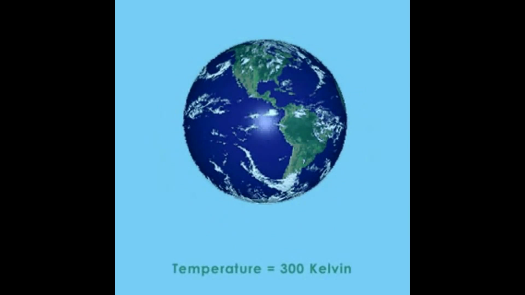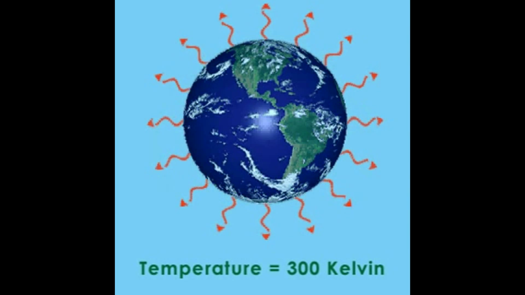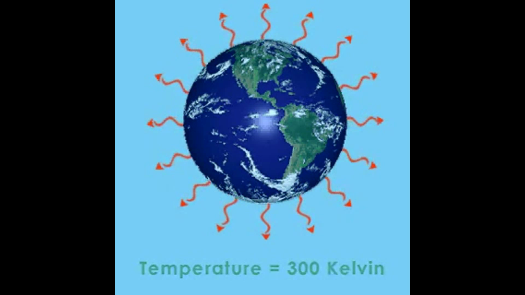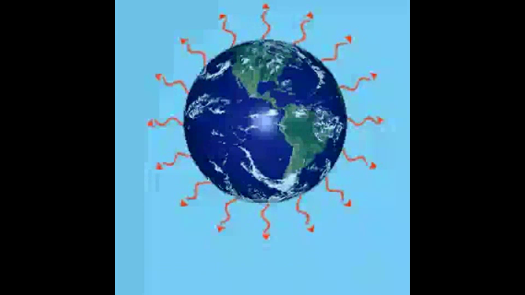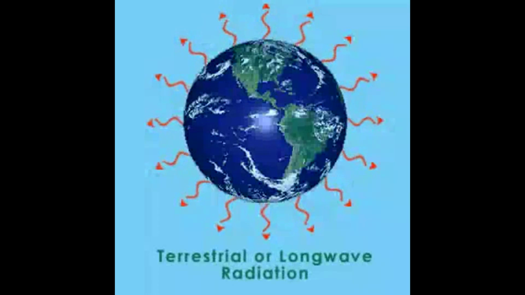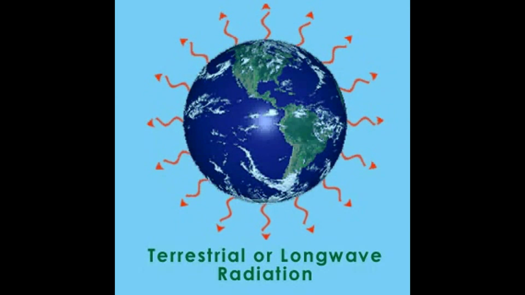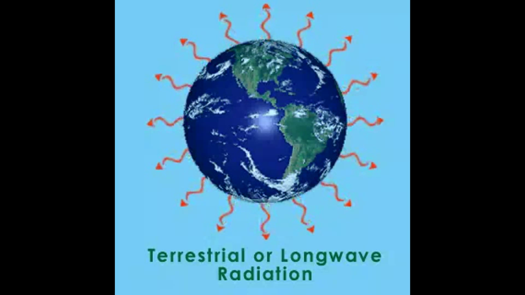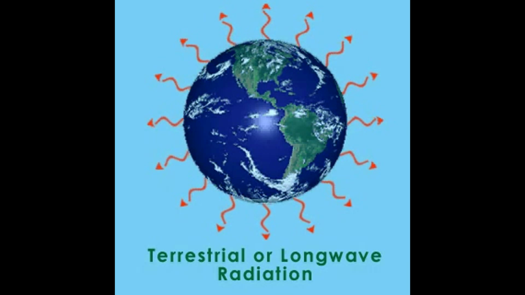The Earth, however, being much cooler than the Sun, emits lower energy, longer wavelength radiation. Energy emitted by the Earth is also referred to as terrestrial, which means land-based, or long-wave radiation. Although we cannot see long-wave radiation with our eyes, we detect it as heat.